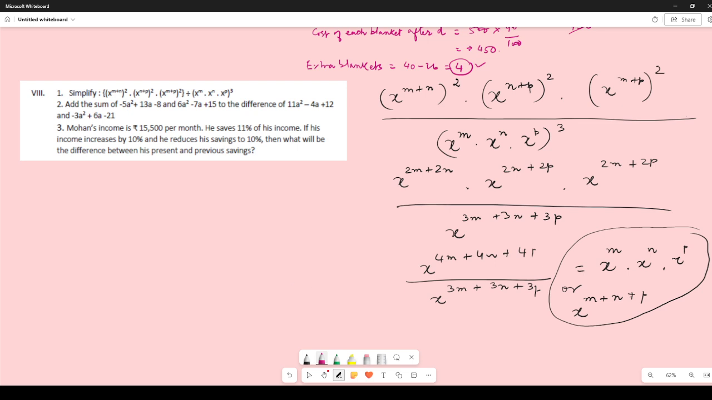Add the sum of minus 5a square plus 13a and minus 8 plus 13a to the difference of 11a square. So we have to find the sum. Let us find out the sum first. Question number 2. Minus 5a square plus 13a plus, minus 8 plus 13a, minus 8 plus 6a square minus 7a plus 15.